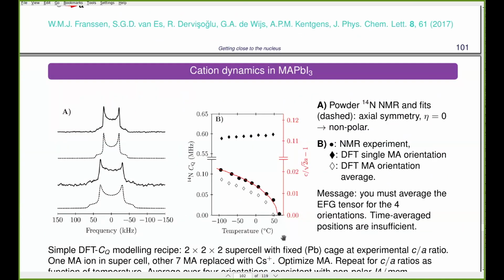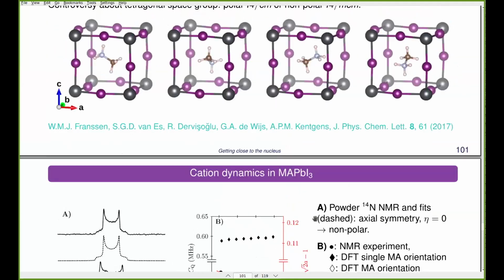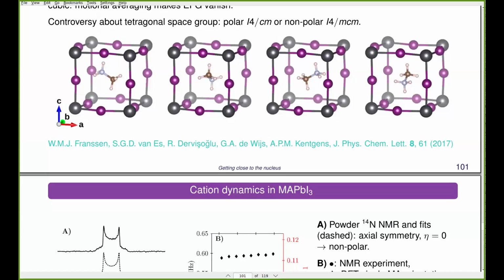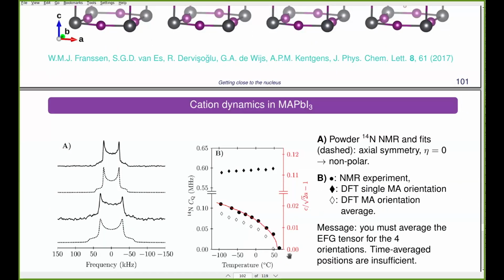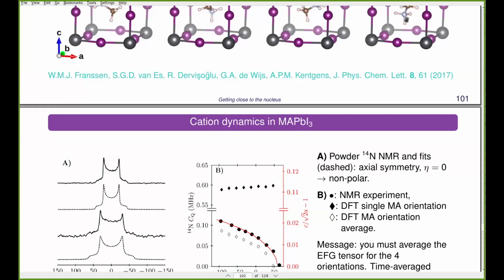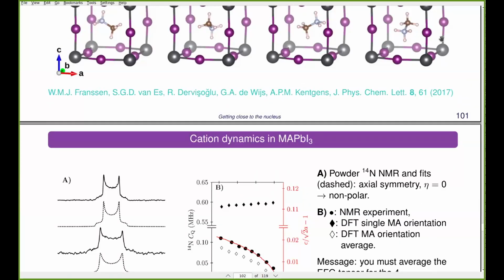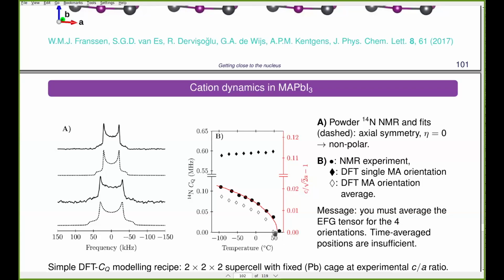We did even a few more really dirty tricks over here. We even used the experimental information here. We know the experimental C over A ratio. We fixed that. We fixed many of the atoms. We also do dirty things with methylammonium and neighboring cells, but essentially fix the edges of this cage according to the experimental C over A ratio. And then we just calculate the CQ for a relaxed methylammonium and average over all 4. And then you get this curve from your calculation.